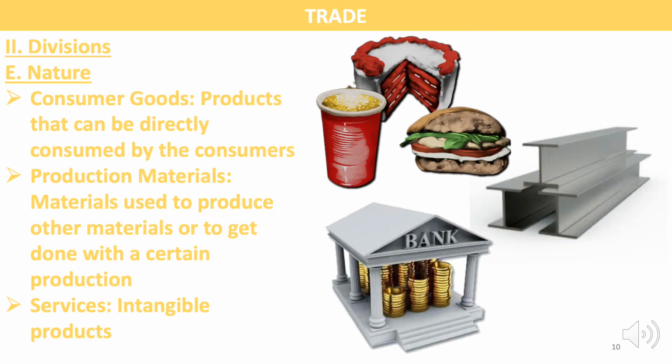The last division is about the nature of the product. We have consumer goods, production materials, and services. Now, when we talk about consumer goods, it means that they are the products such as the cake, the coke or juice, and the burger. Now, these are done for consumption purposes, whereas the production materials are used in order for us to transform them into another thing. We use them as materials for our production. The services are intangible products, such as banking services.